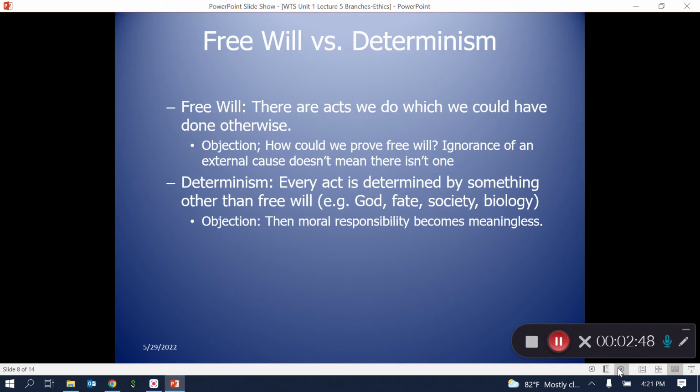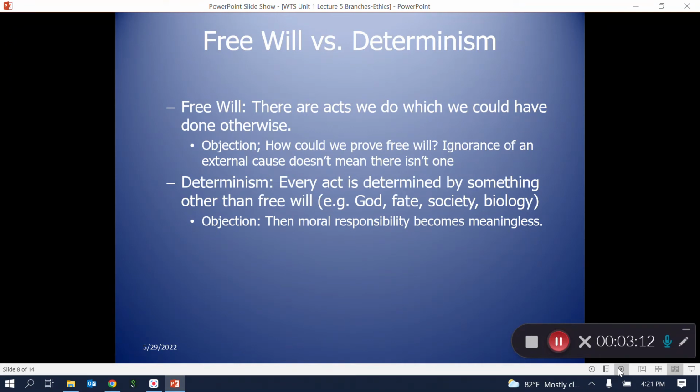Another famous debate in ethics, one that we'll encounter in Christian theology, is free will versus determinism. To believe in free will is to believe that there are acts we do that we could have done otherwise. So free will, by definition, is the ability to do otherwise. I pick up my coffee cup, and I don't think there was an antecedent cause other than my will to do it. Therefore, I acted out of free will, right?